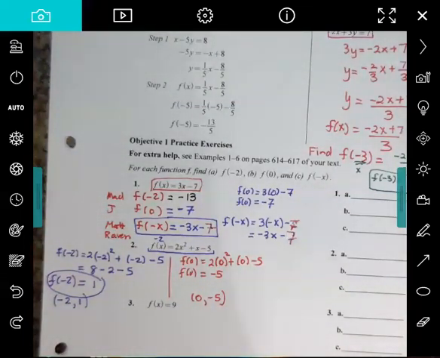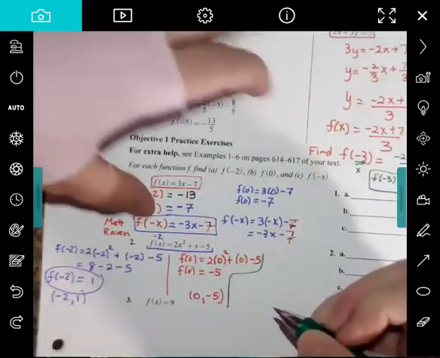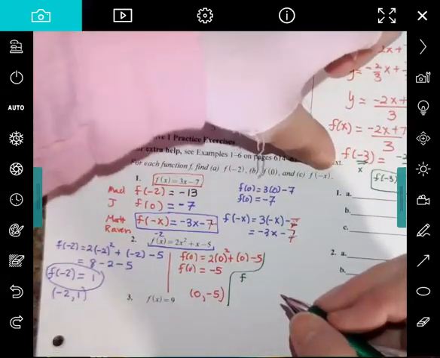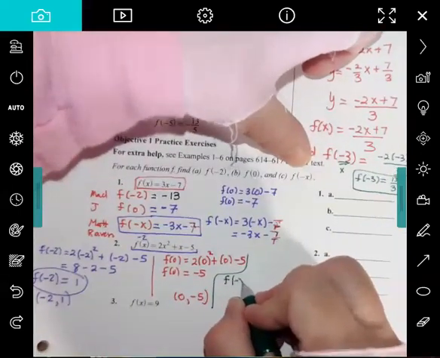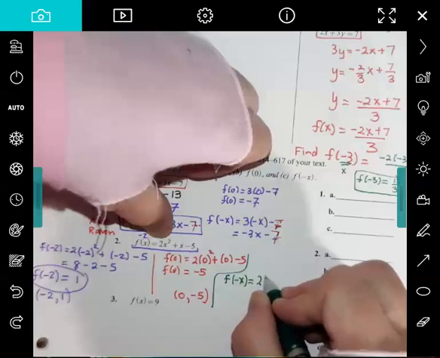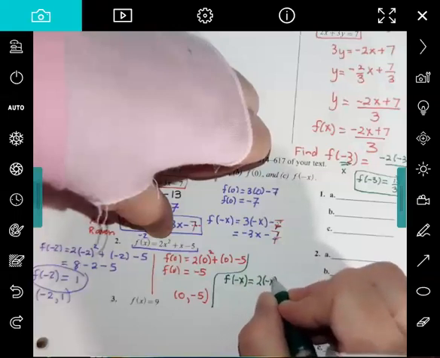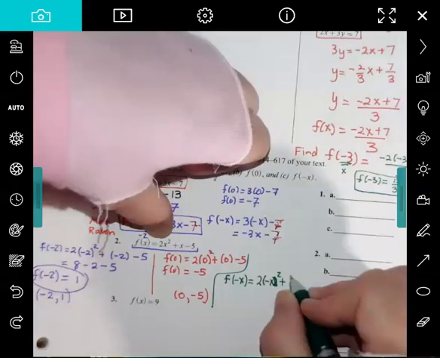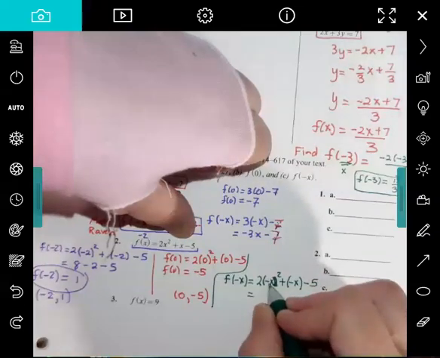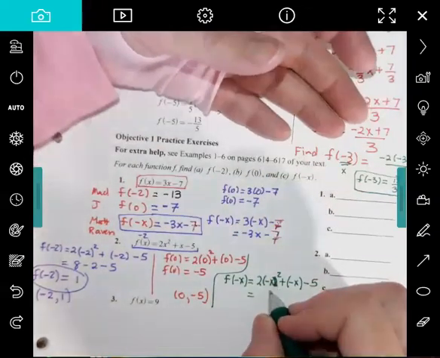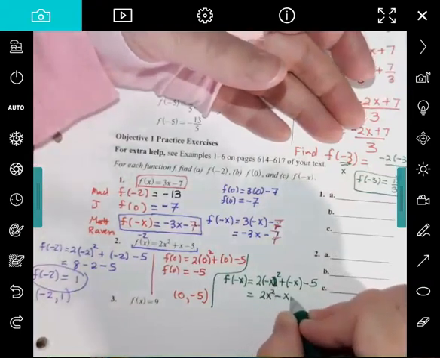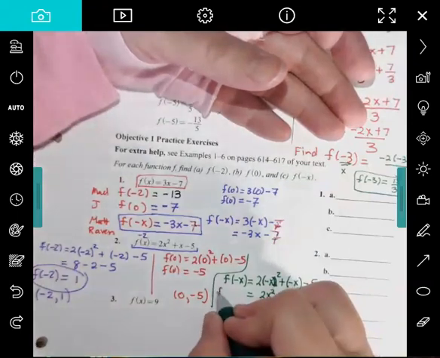And then finally, f of, now this is the hard one. They want us to put a negative x. So everywhere there's an x, change it to a negative x. It's getting squared. And then instead of an x, a negative x, and then a negative 5. So negative x times negative x, when I square it, becomes a positive. So that's just a 2x squared minus the x and minus the 5. So that is f of negative x.